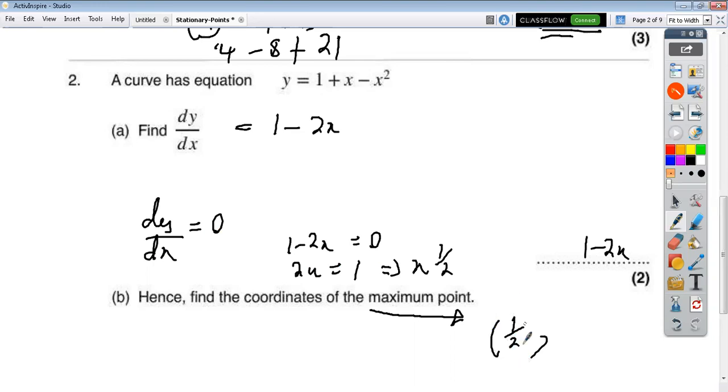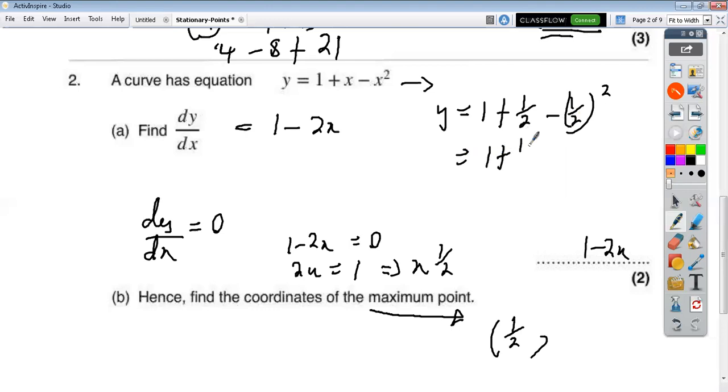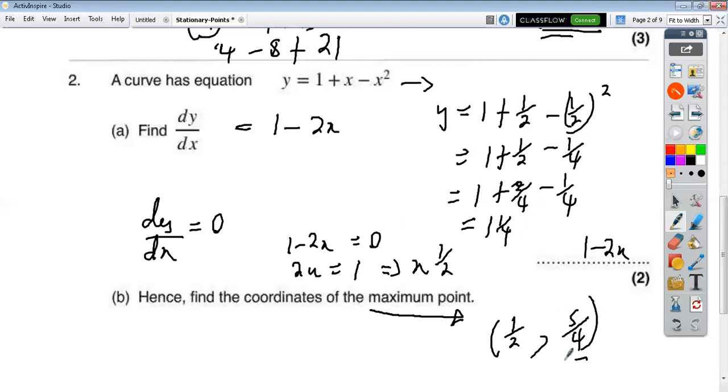To find my y coordinate of my turning point, I have to use the equation. So y is equal to 1 plus half minus half squared. Find that in your calculator. So it's 1 plus half minus a quarter. If I want to do simple maths without a calculator, half is as good as 2 over 4. 2 quarters minus a quarter gives me a quarter. So it's 1 and a quarter. 1 and a quarter is 5 over 4. Are we together then?